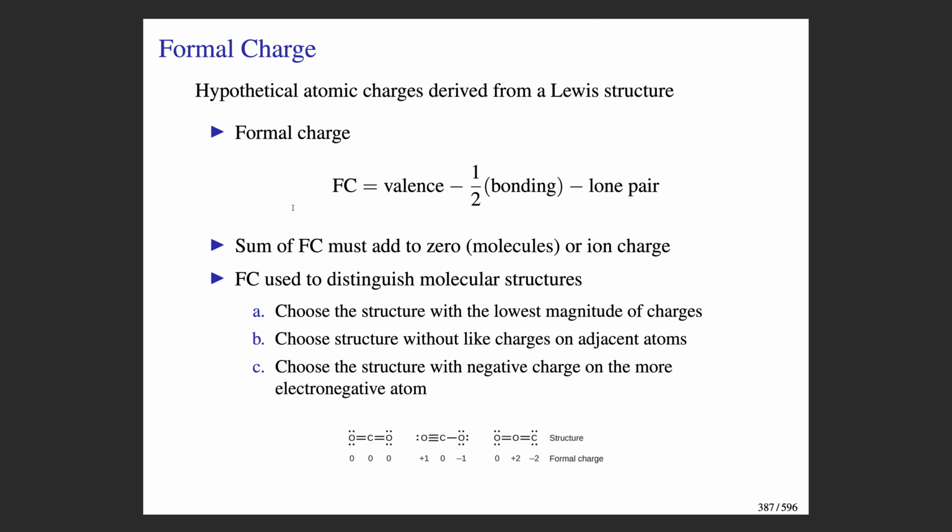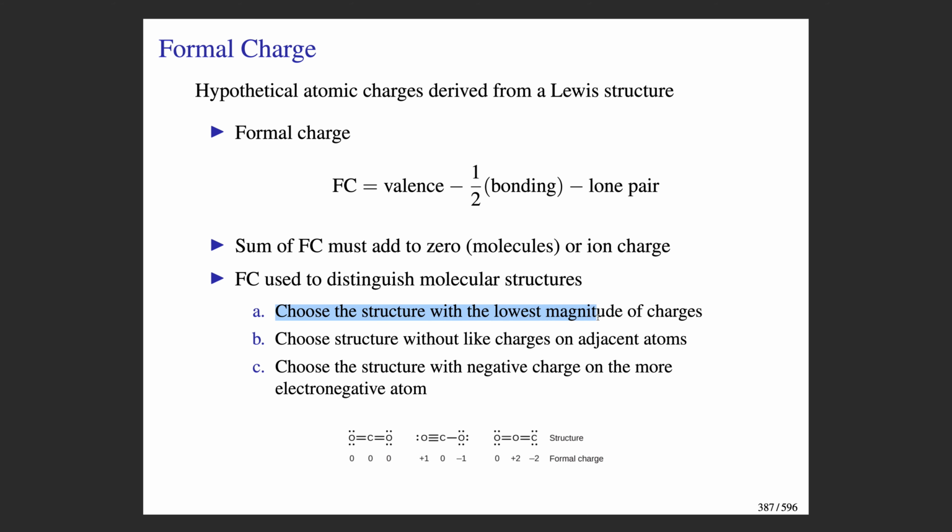Just note that the sum of all of the formal charges in a neutral molecule must add up to 0, or if you're dealing with a polyatomic ion, the sum of all the formal charges should add up to the ion charge. And so we are going to use these formal charges that we calculate to distinguish between different molecular structures, and we're going to try to pick amongst the different Lewis structures the best Lewis structure for a given molecule according to these rules.